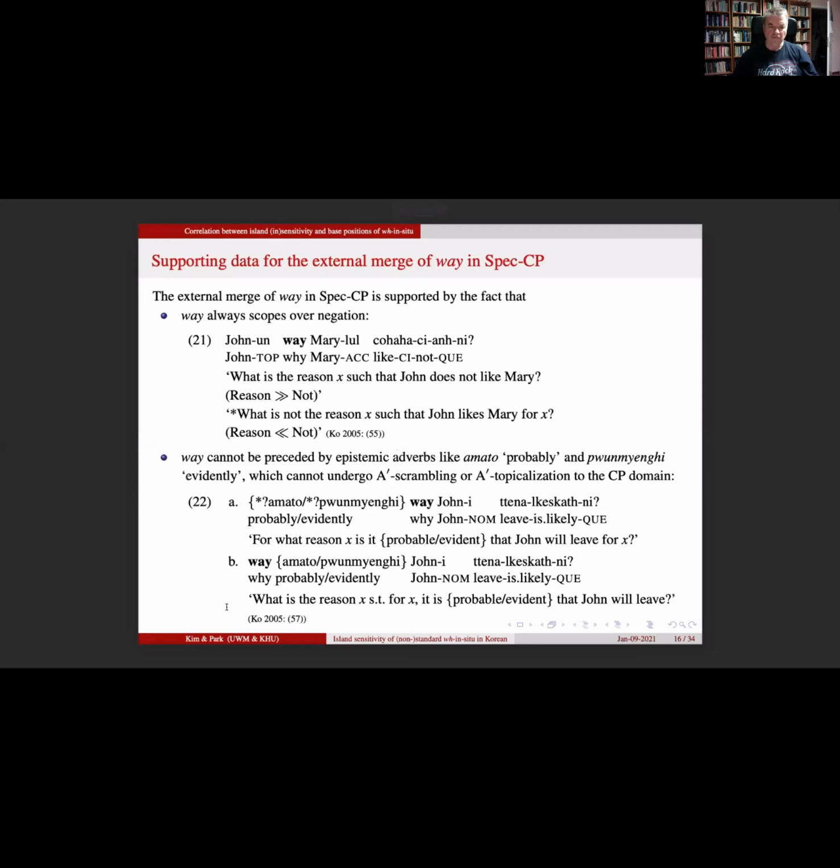The external merge of the WH adjunct 왜 in Spec CP is supported by the fact that 왜 always scopes over negation. For example, in 21, 존은 왜 메리를 좋아하지 않니? Here, 왜 only has the wide scope reading over negation, like what is the reason X, such that John does not like Mary. The base generation of 왜 in the CP domain is also supported by the fact that epistemic adverbs cannot precede the WH adjunct 왜, as in 22a, since the epistemic adverbs cannot undergo A-bar scrambling or topicalization over the complementizer C.